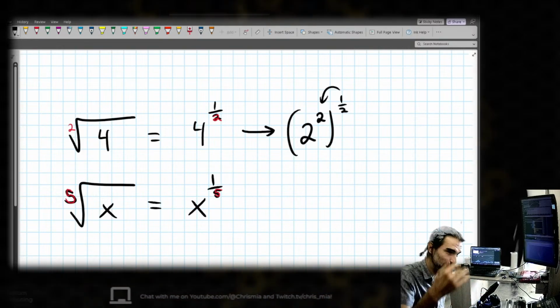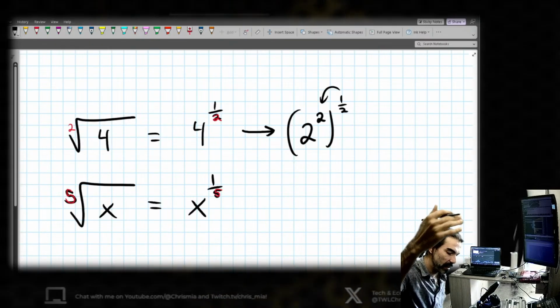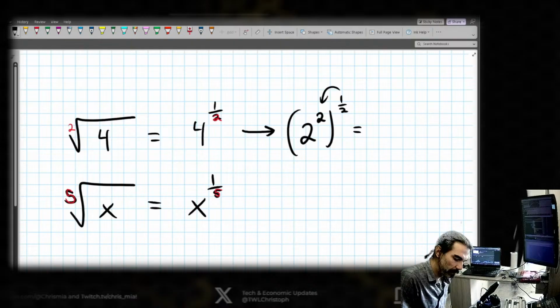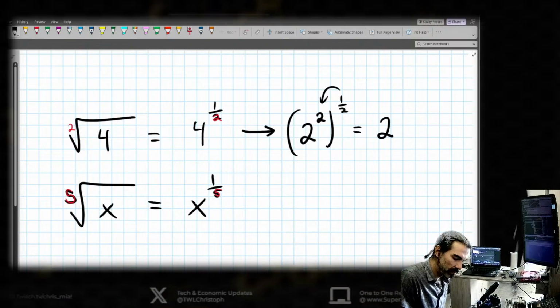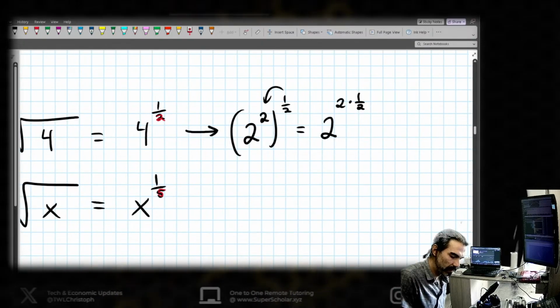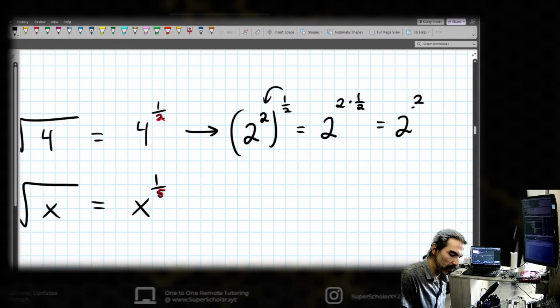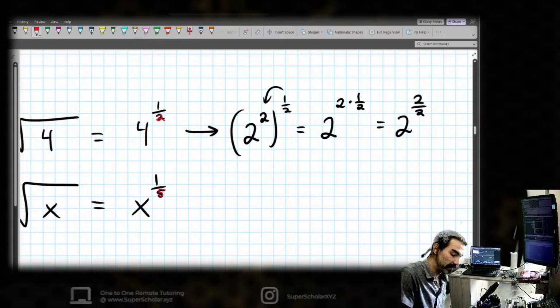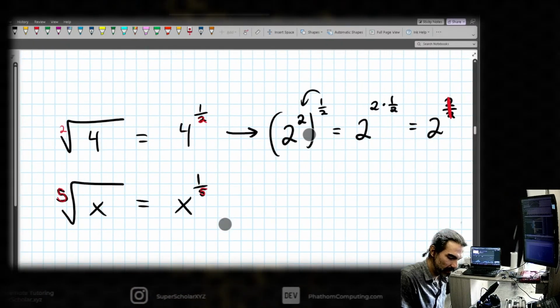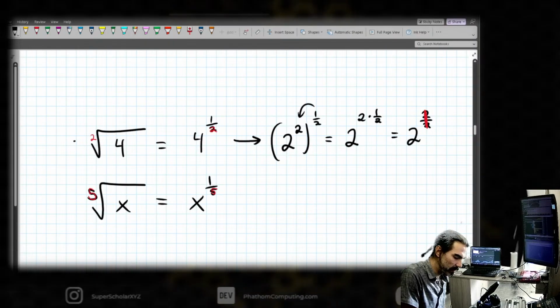One of the properties is if we have this sort of exponentception, an exponent to an exponent, to bring it down, we just multiply those exponents. So this would be 2 to the 2 times 1/2, which basically makes 2 over 2. And based on division, that just becomes 1. Hence, when we finalize this, square root of 4 is 2.